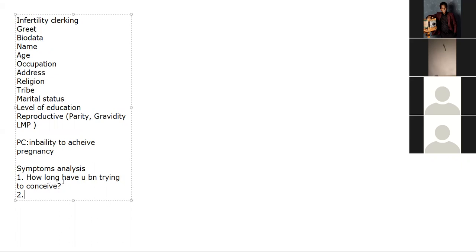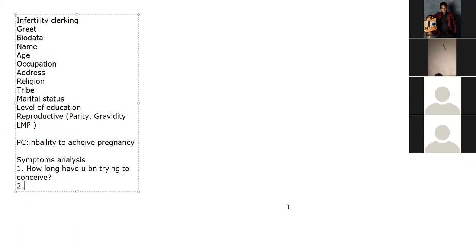So I'm analyzing the inability to achieve pregnancy. Do you understand? So the first thing is you want to ask how long has the patient been trying to conceive? And apart from that also, what question do you think is very important again? Let's do it together. Somebody who has been trying to conceive. Doctor? Frequency of intercourse. You're correct. It's very important. Frequency of intercourse.